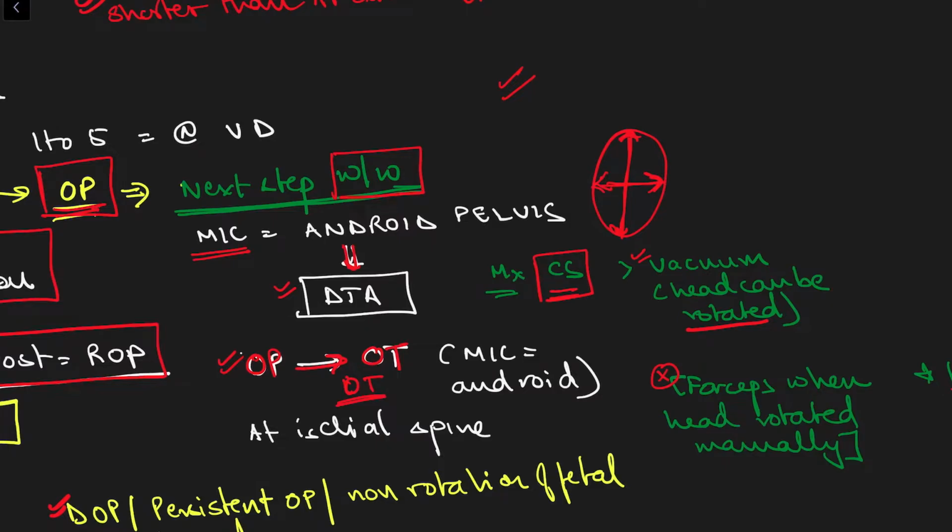Then if the question says deep transverse arrest, persistent occipito-posterior, or non-rotation of fetal head, then it is most commonly associated with anthropoid pelvis.